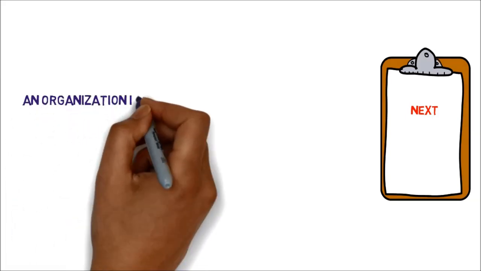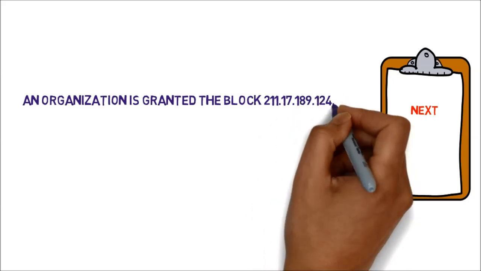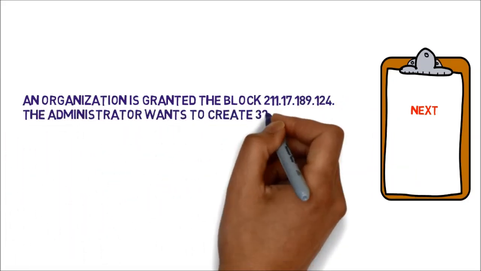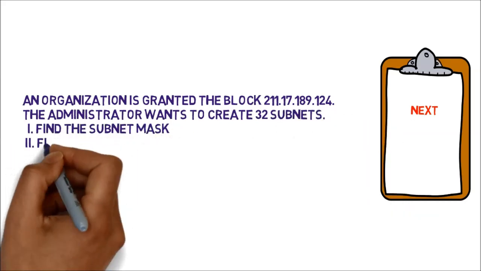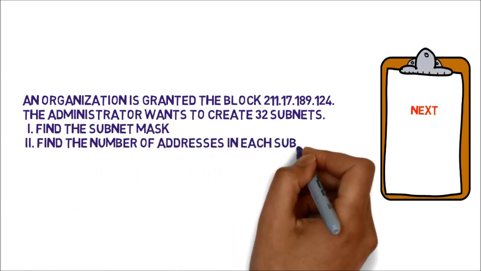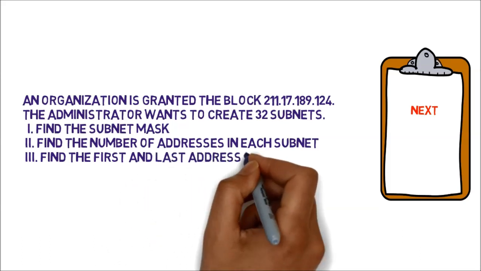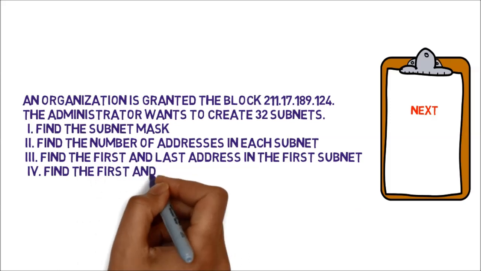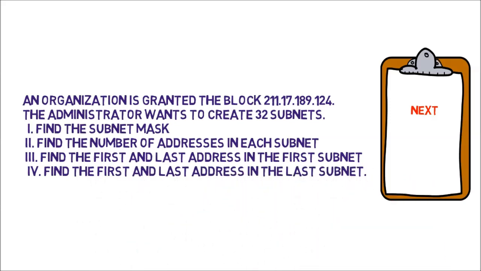An organization is granted the block 211.17.189.124. The administrator wants to create 32 subnets. Number 1, find the subnet mask. Number 2, find the number of addresses in each subnet. Number 3, find the first and last address in the first subnet. Number 4, find the first and last address in the last subnet.